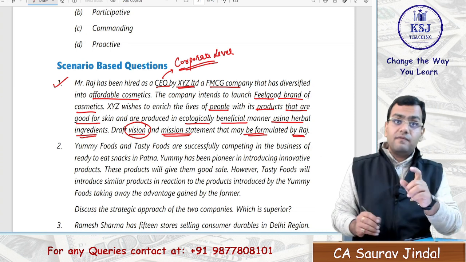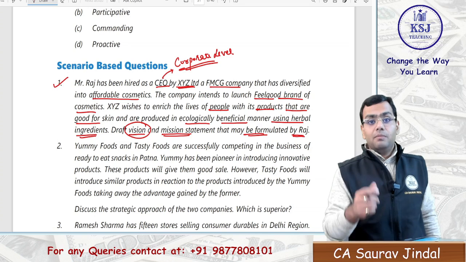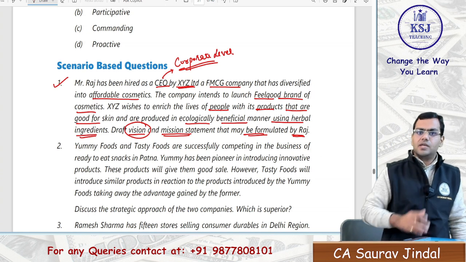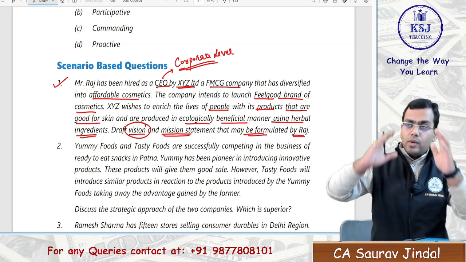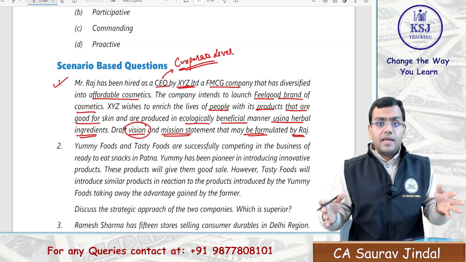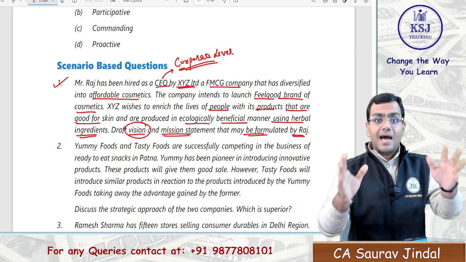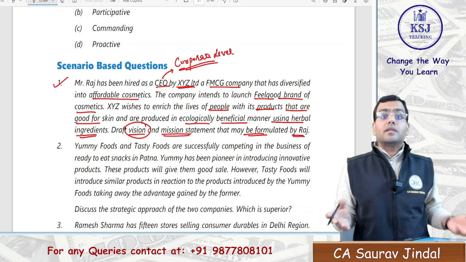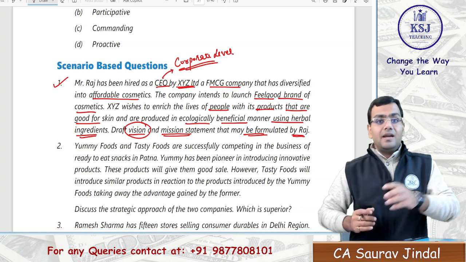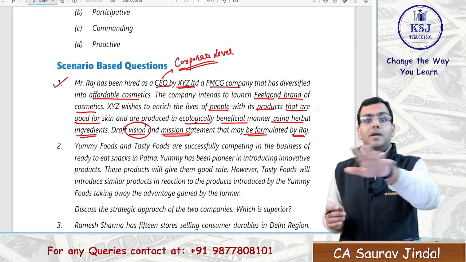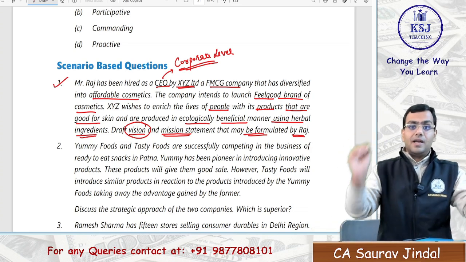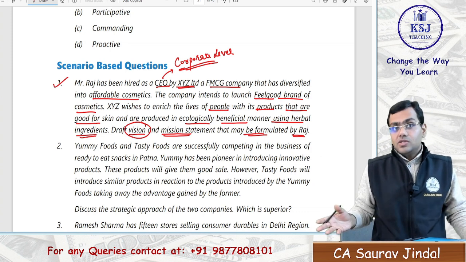Then you will give what can be the vision statement that can be formulated by Mr. Raj. Think about it. How is Mr. Raj going to visualize the company, sir? Mr. Raj will think that we want to make it one of the leading cosmetic brands in the country. Isn't it? This is a vision statement. Another statement can be, we want to make it one of the leading herbal cosmetic brands. This is again a vision statement. We are going to be one of the leading herbal cosmetic brands in the country. That is again a vision statement.